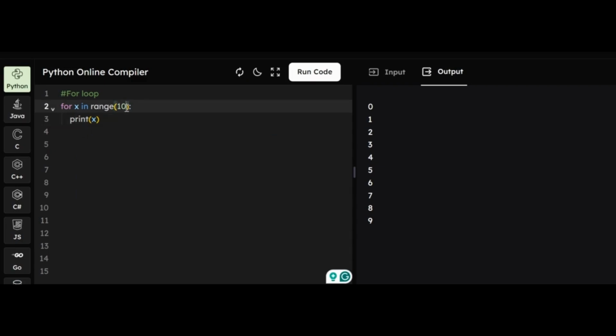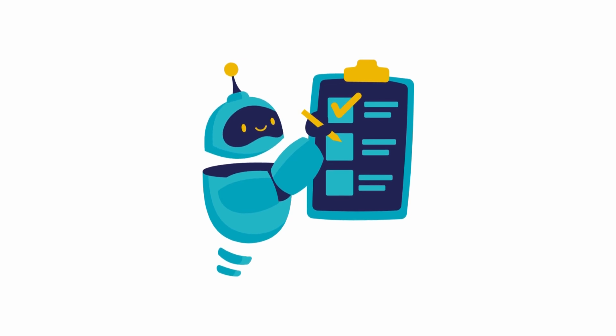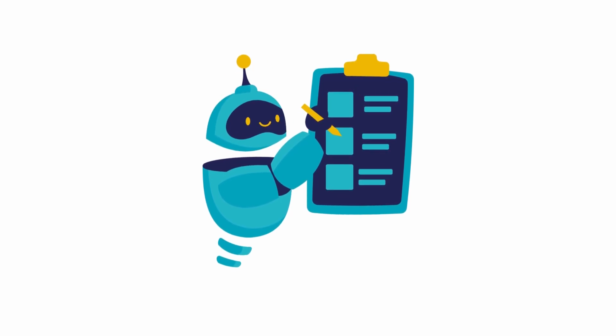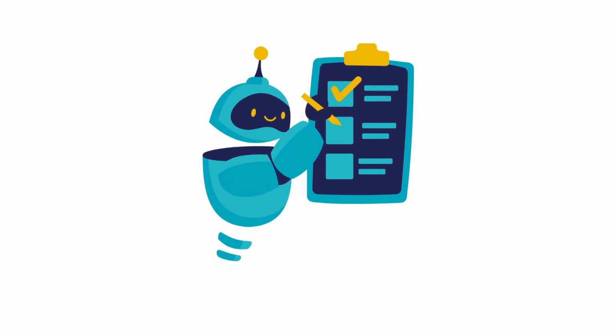So this was all about loops, break and continue statements, and how to make use of the range function. These factors help us to maintain the flow control in coding.